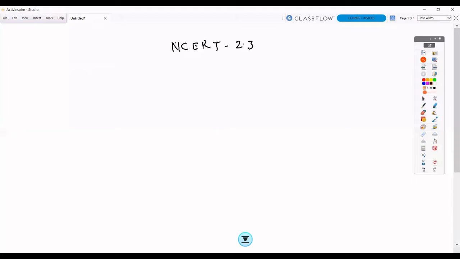NCERT exercise 2.3. We will start from the first question, although we have already discussed how to solve the problems related to division. Even then, we are going to have a look from the first question. Let us see how many questions we will be able to solve. Okay. So let me take out the first question.